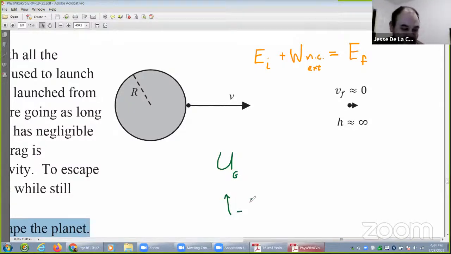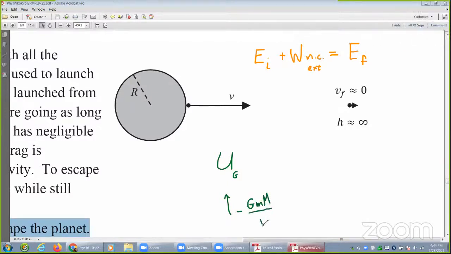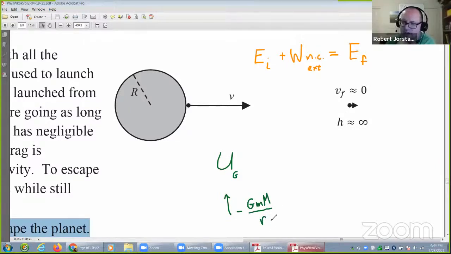Not by heart, but it's on the first part of the chapter. Negative G M big M over R. The force has the R squared, but the energy has just this R in it. So later today, I'm going to show you how this relates to MGH, but not right now. Okay. So that's what we have.